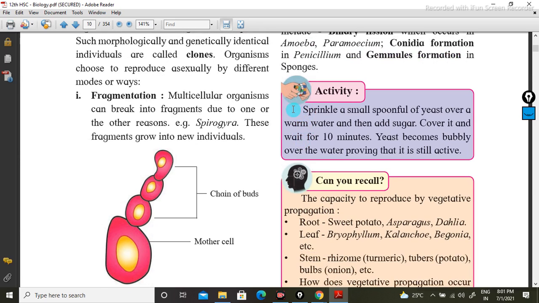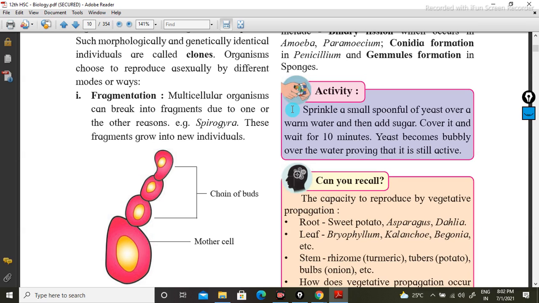So the first method of asexual reproduction is reproduction by the process of fragmentation. Fragmentation means to break into small pieces, and each piece is called a fragment, and this fragment develops into a new individual. This process is called fragmentation. Do you understand? Multicellular lower plants break into small pieces, and each piece is called a fragment, and this fragment develops into a new individual.